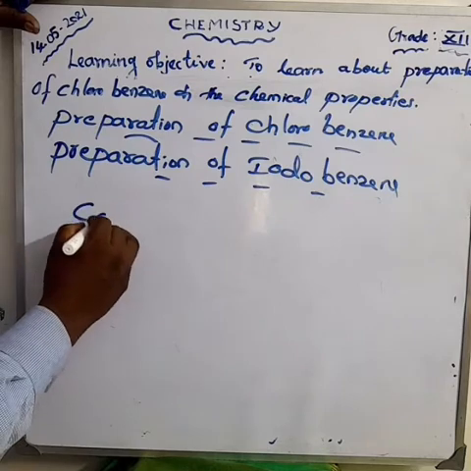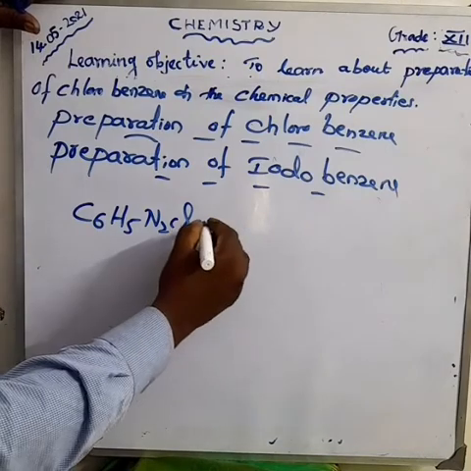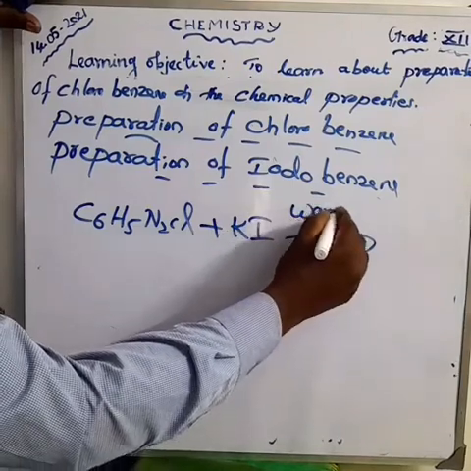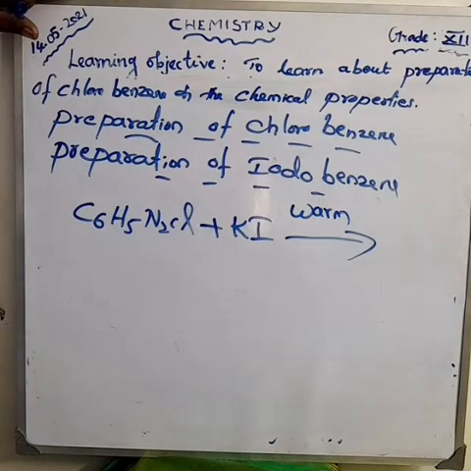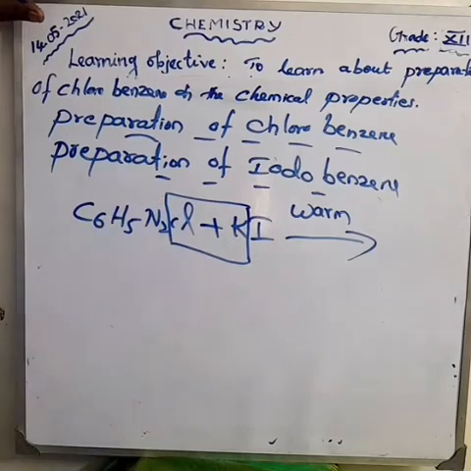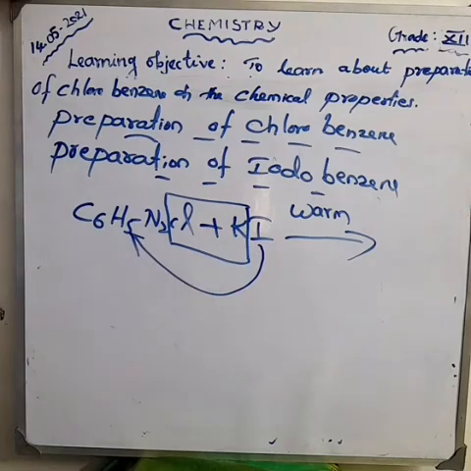So C6H5N2Cl, benzene diazonium chloride, reacts with potassium iodide, warm. Which are the reactants here? Benzene diazonium chloride and potassium iodide. Here the potassium combines with Cl, we get potassium chloride, and nitrogen is also leaving out. This iodine is attached to the benzene ring.